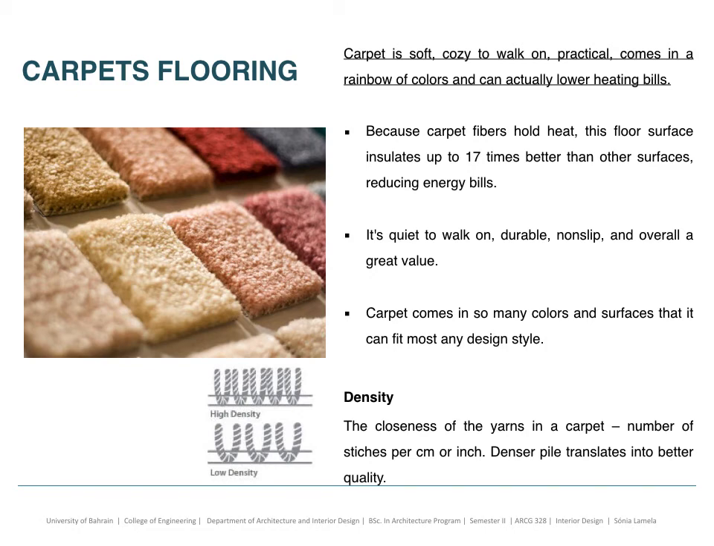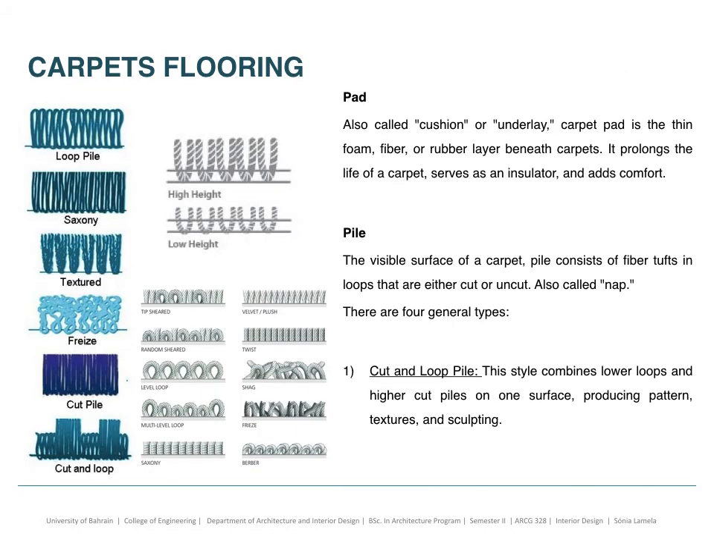The carpet's flooring can be distinguished also by the pad and the pile. The pad is also called the cushion or the underlay. The carpet pad is the thin foam fiber or rubber layer beneath the carpets, and it can prolong the life of the carpet, serve as an insulator, and add comfort. Now, the pile is the visible surface of the carpet, and it consists of fiber tufts in loops that are either cut or uncut. It can also be called a knot.